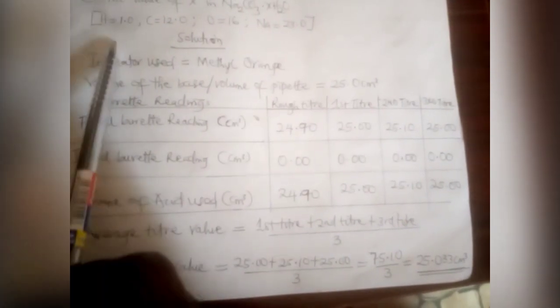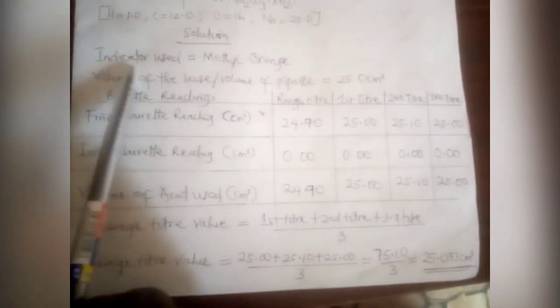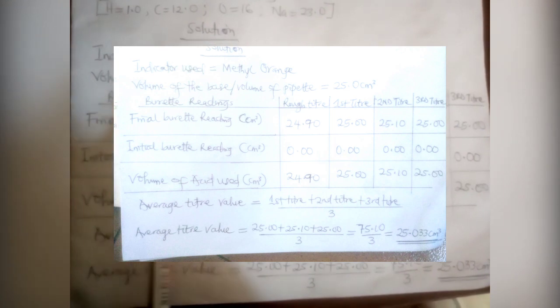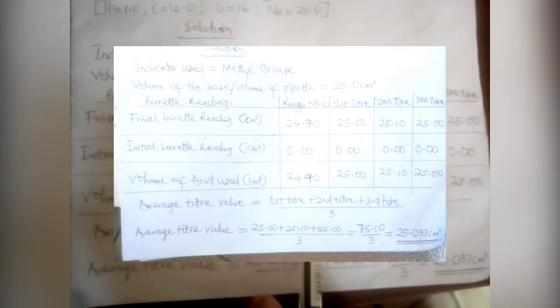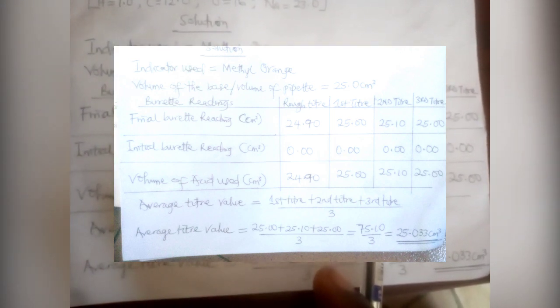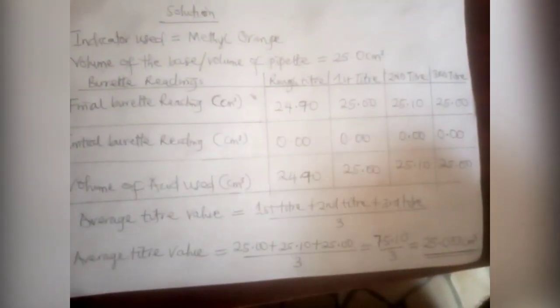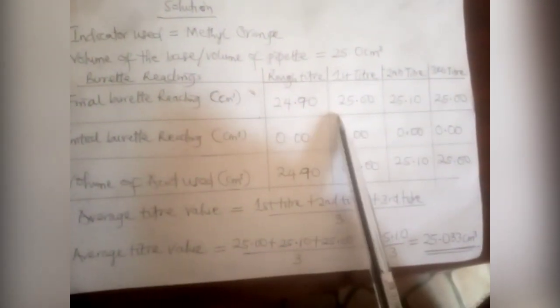So the first thing you have to do in your chemistry practical is to write the indicator used. Can you see? Indicator used. Write your indicator used, which is methyl orange. That's what you are going to use that day. Then the volume of the base, or the volume of the pipette, is 25.0 cm cube. Then you are going to draw your table like this. Make sure there is no alteration in your table.